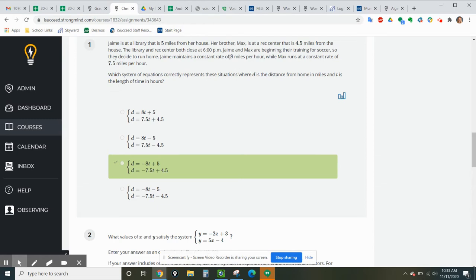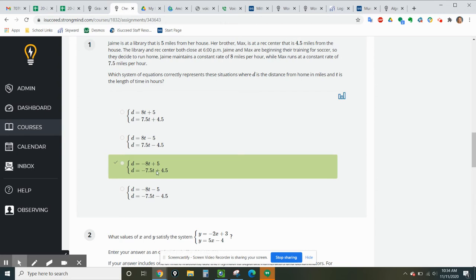So while they're running, like when she's running 8 miles per hour, she's decreasing her distance from home by 8 miles every hour. And Max is decreasing his distance from home by 7.5 miles per hour. That's why there should be a negative in front of each of those rates, which I think you chose this one, so you were close. But we need to add 5 and add 4.5 because that's how far away from home they are. They have to make up that 5 miles from home and that 4.5 miles from home. So this is the correct one that you should have chosen there.